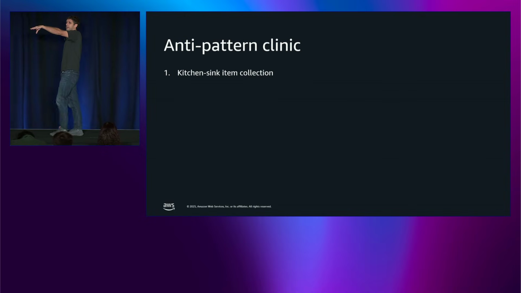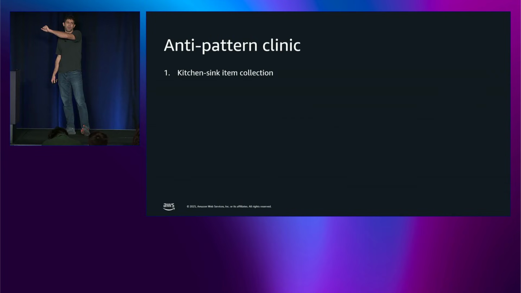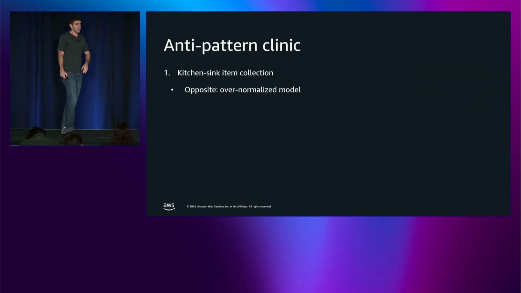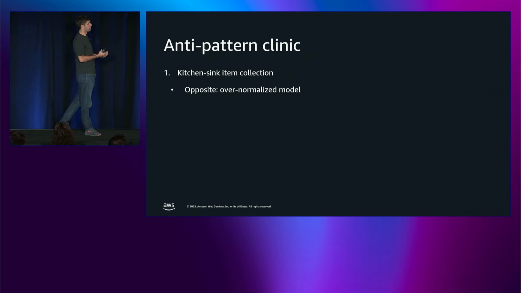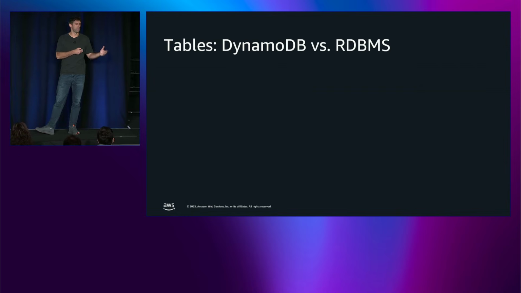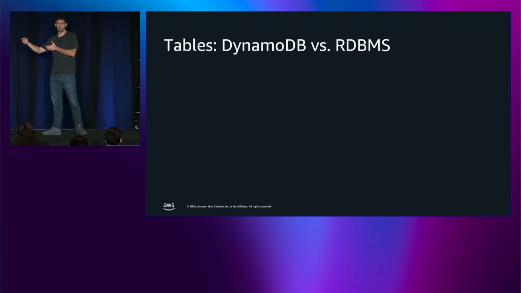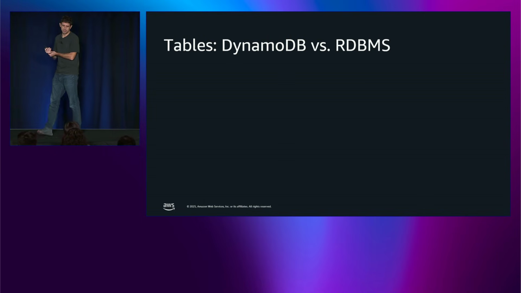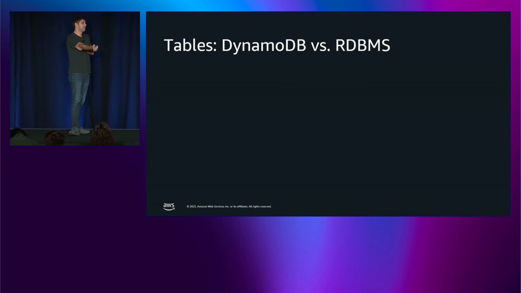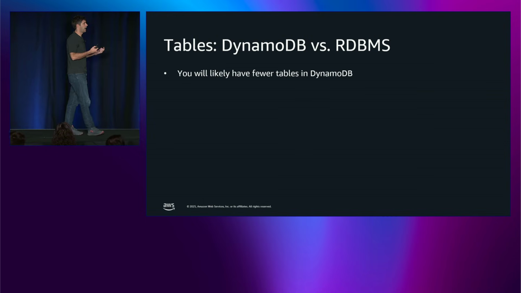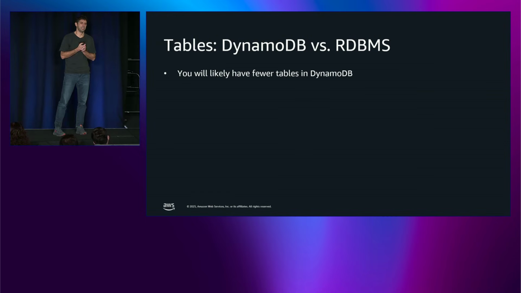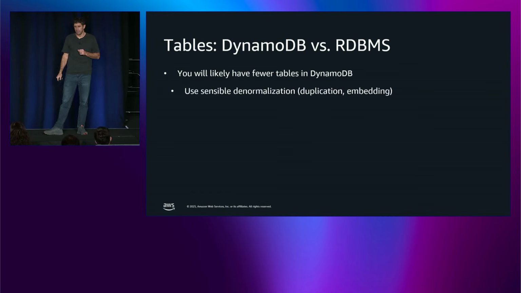So I think that's one anti-pattern: we're throwing everything into the same item collection. I think related, or sort of the opposite of that, is just creating an over-normalized model. Right? You see the word tables, and you think, I know tables from a relational database world, I know tables in Dynamo. You shouldn't bring your exact model from a relational database to DynamoDB, right? You're likely going to have fewer tables in your DynamoDB schema than you would in a relational database.